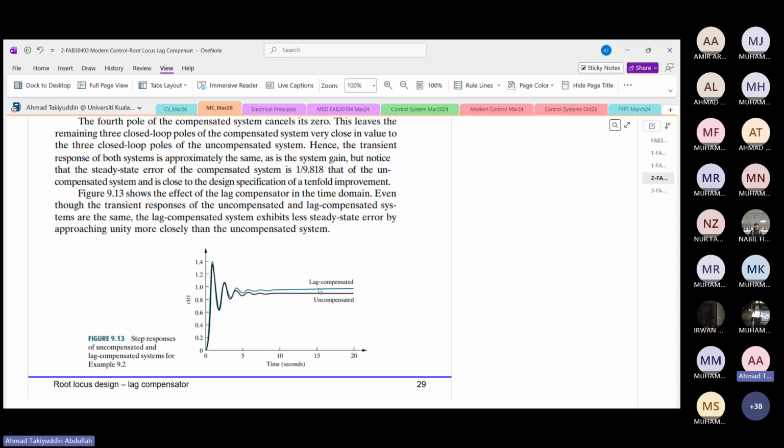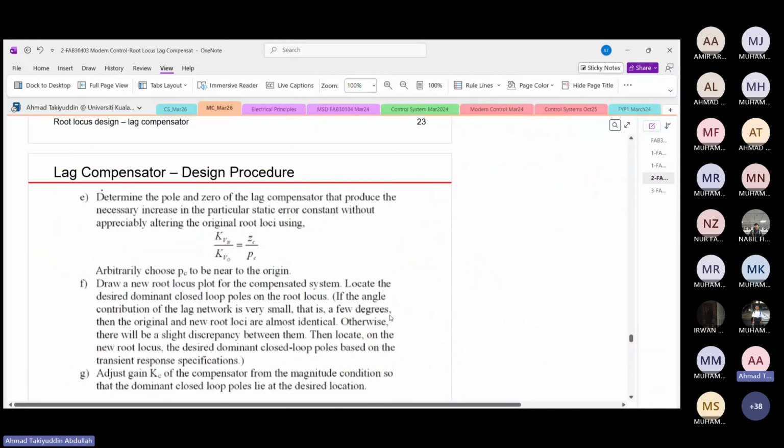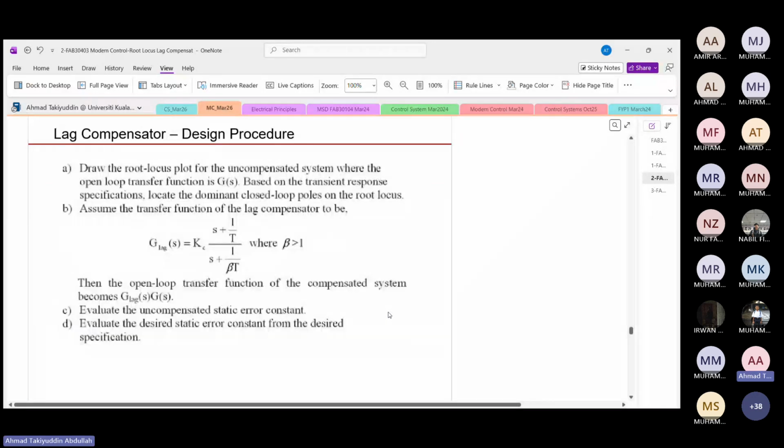Okay, let's get back a bit on this. Do you have any question that you would like to ask? Anything? On the design procedure? Anything, guys? I think it's quite straightforward. Do you have anything that you would like to ask?